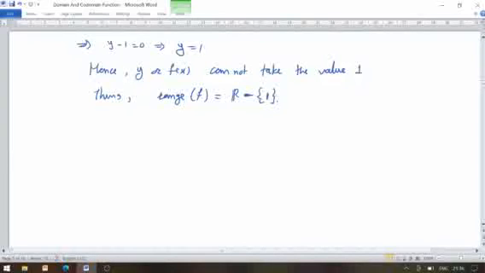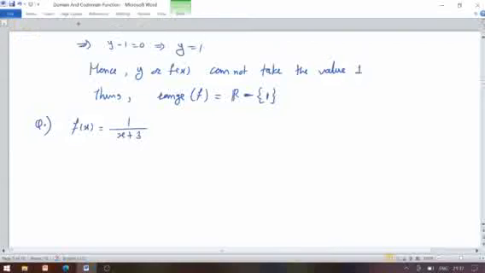Now we will consider the next question, again for finding the domain and range of the given function. The next question is of the form: let f of x be 1 upon x plus 3. Again for that, the given function f of x should exist for all real numbers except at the point where x plus 3 equals 0, meaning x equals minus 3.